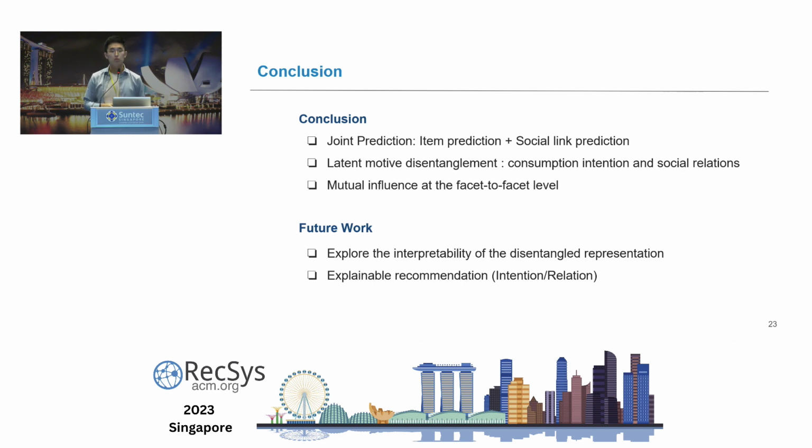In future work, we would like to explore the interpretability of the disentangled representation, possibly with the help of review information or other semantic labels. We could also explore how this disentangling can help with a more reliable, explainable social recommender system.